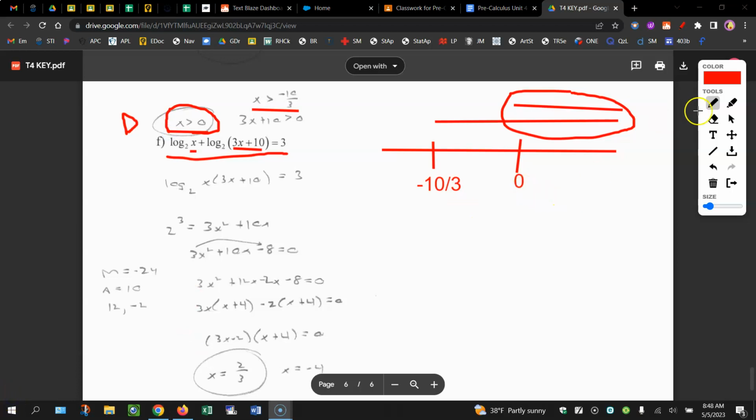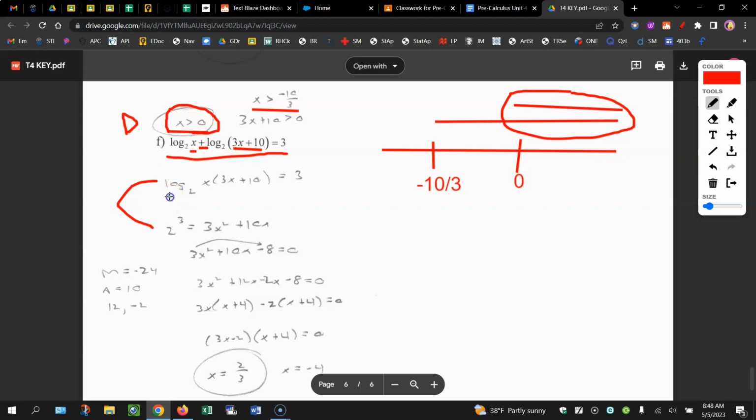Once you've done that, you're going to use properties of logs to condense this. You add exponents when you're multiplying. So you see the addition here. So you're going to multiply the arguments, x times 3x plus 10. And then you're going to switch forms here, going from log form to exponential.